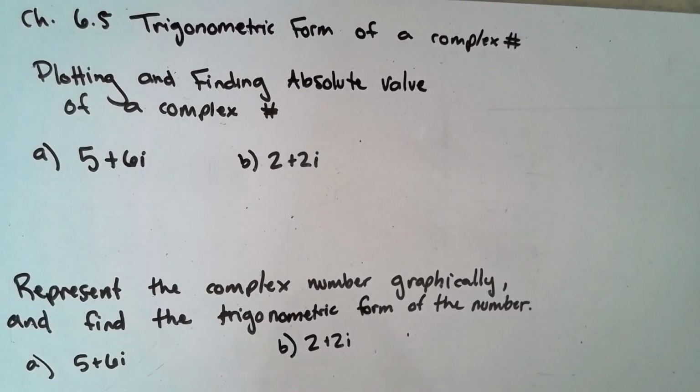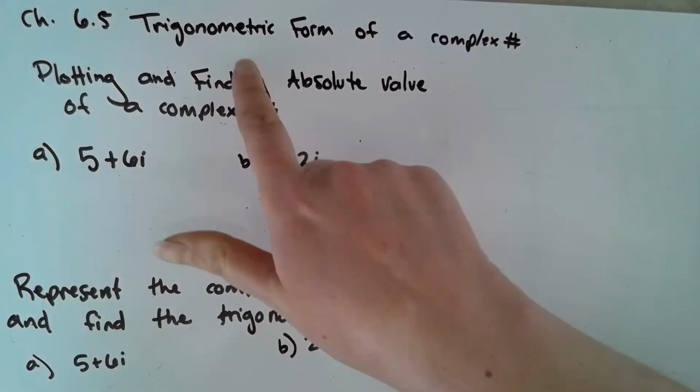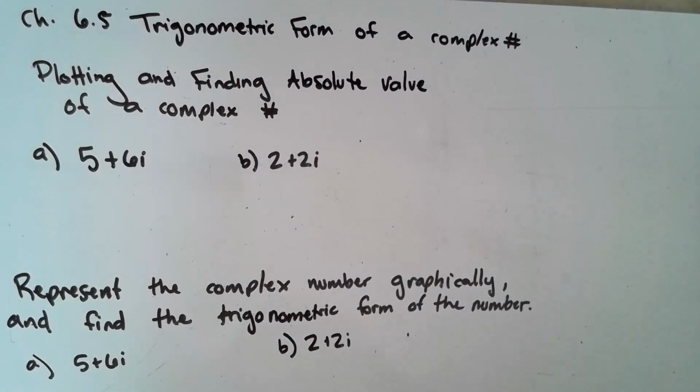Chapter 6.5, Trigonometric form of a complex number. Okay, this is going to be a little bit weird. It feels kind of out of place, but it does have similarities to vectors, so that's why it comes in. When we change it to trigonometric form, I'm going to give you an equation, and I want you to write that equation on your identities page.